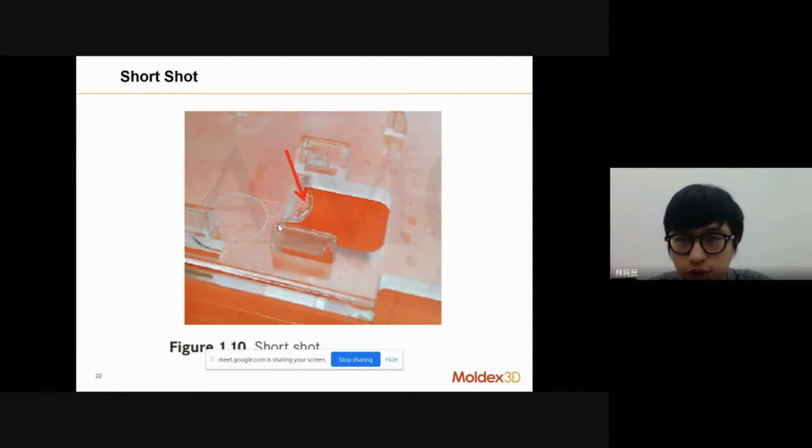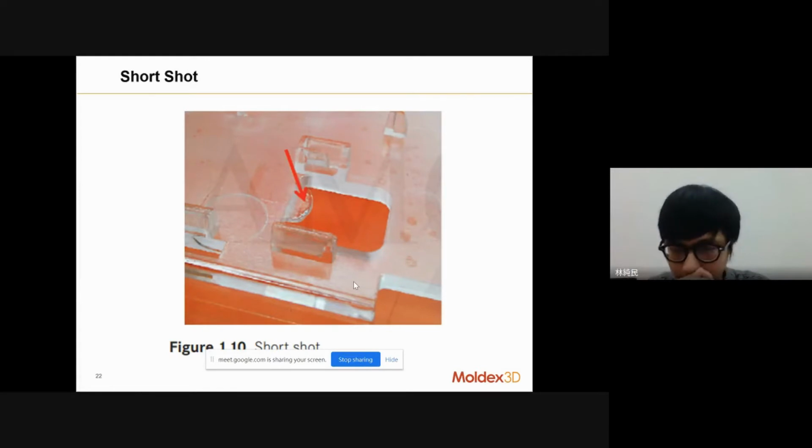Sometimes you choose a material that is not easy to flow, so it cannot reach the corner of the cavity. So in the end, it cannot fill fully. Another reason is the venting in our mold. If the air cannot escape from your mold, from the cavity, it will also make the melt plastic unable to fill the cavity fully.